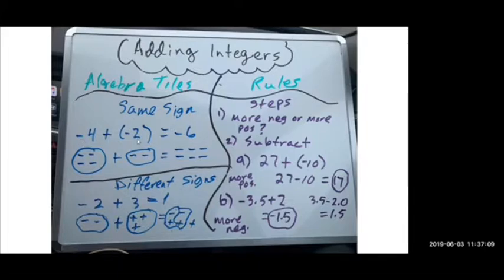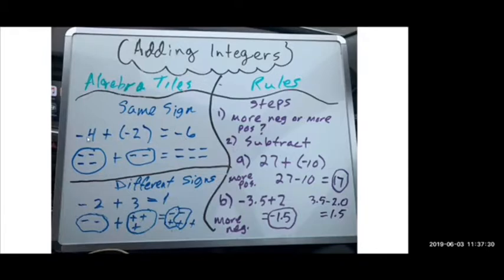Now I'll tell you this, when you add, you're going to want to write this down. When you add integers with the same sign, keep the sign and add the numbers. So -4 plus -2 is -6.